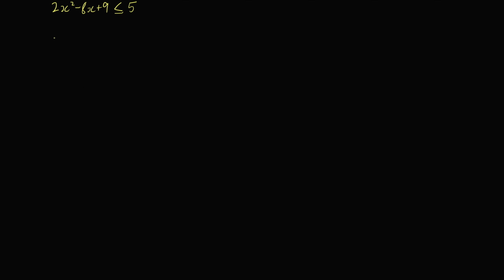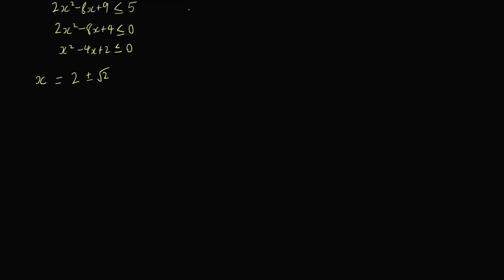Then let's actually solve this one. Now it'll be 2x squared minus 8x plus 9 is less than or equal to 5. Let's move this 5 to the other side. That will be 2x squared minus 8x plus 4 is less than or equal to 0. Divide both sides by 2. That would be x squared minus 4x plus 2 is less than or equal to 0. We can't factor this, so let's use the quadratic formula. That will come out to x is equal to 2 plus minus square root of 2.